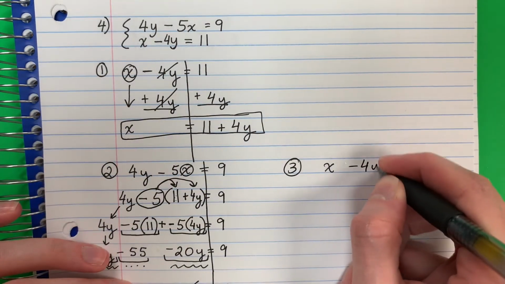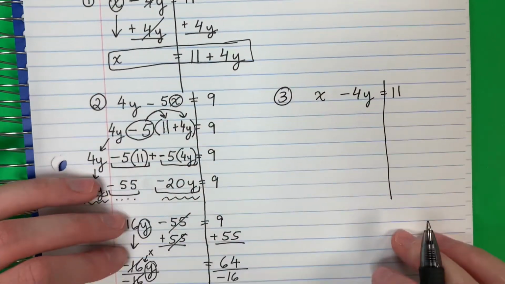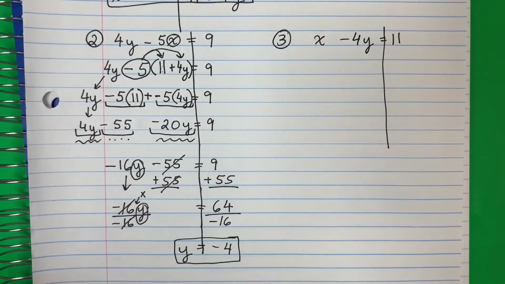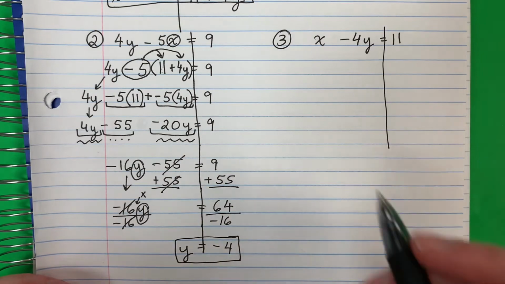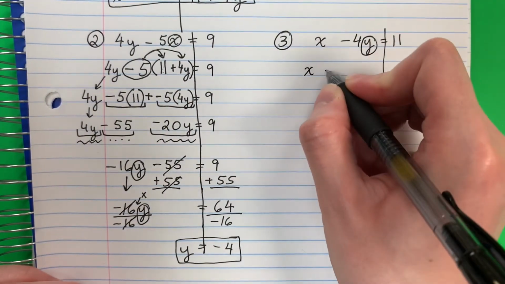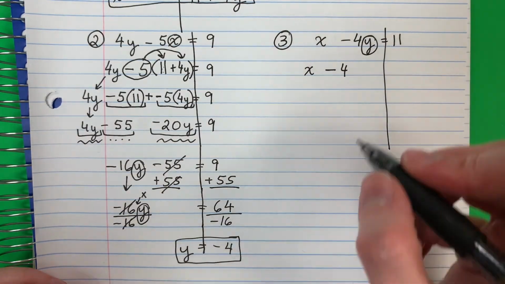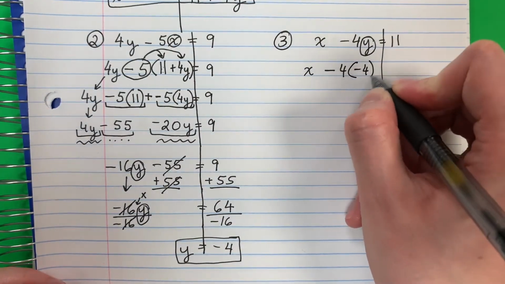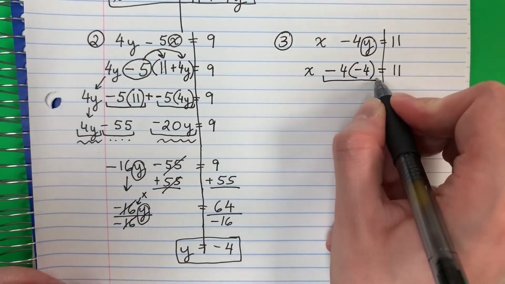Minus 4y equals 11. All right. So what I'm going to do is I'm going to change the y. Voy a cambiar el y for negative 4. Change the y for negative 4 here. So copy x, copy minus, copy 4. No y, negative 4 in parentheses equals 11. Parentheses first, parentheses primero.